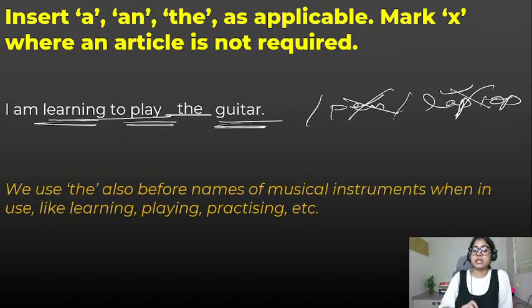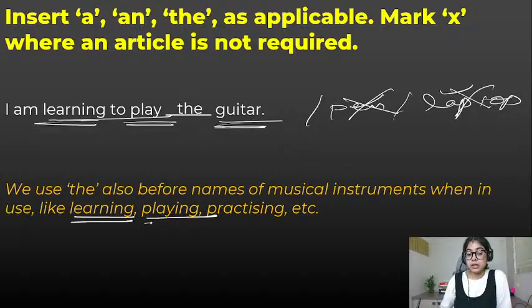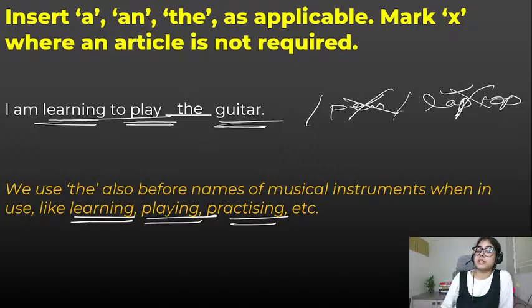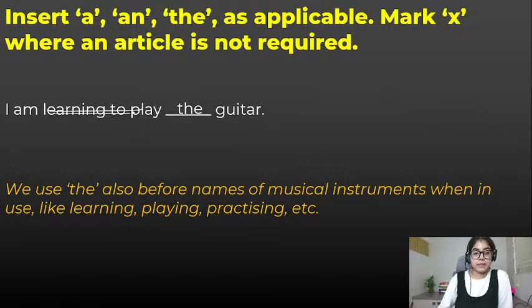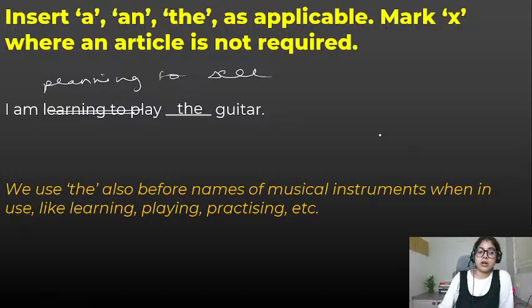So we use the before names of musical instruments, especially when in context of learning, playing and practicing. सिर्फ इन्हीं कॉन्टेक्स्ट में हम द यूज करते हैं. अगर इधर लिखा होता आई एम प्लानिंग टू सेल, or I'm planning to buy, तो क्या आता?